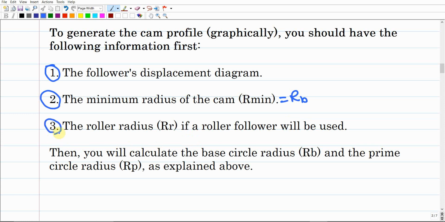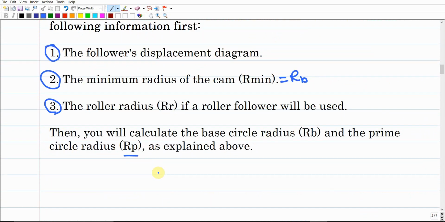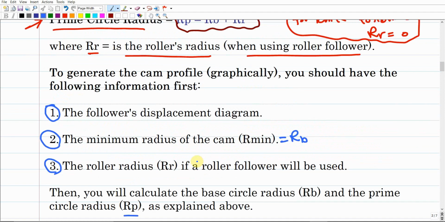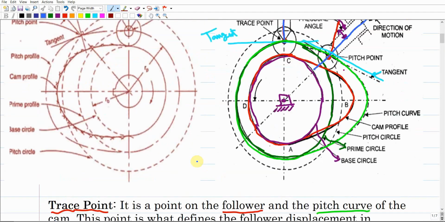In addition, the roller radius should be given to us, or in case there is a knife follower, it should be mentioned. In this case, RR is going to be 0. Then from this RR and R minimum, you're going to calculate the R prime, as we already discussed before. We need this data in order to generate the cam profile. In addition, you should be given the direction of rotation of the cam, as we are going to discuss in the next example. Make sense? So this is an introduction about the different geometries of the cam, and again, the objective is just to come up with the cam profile.